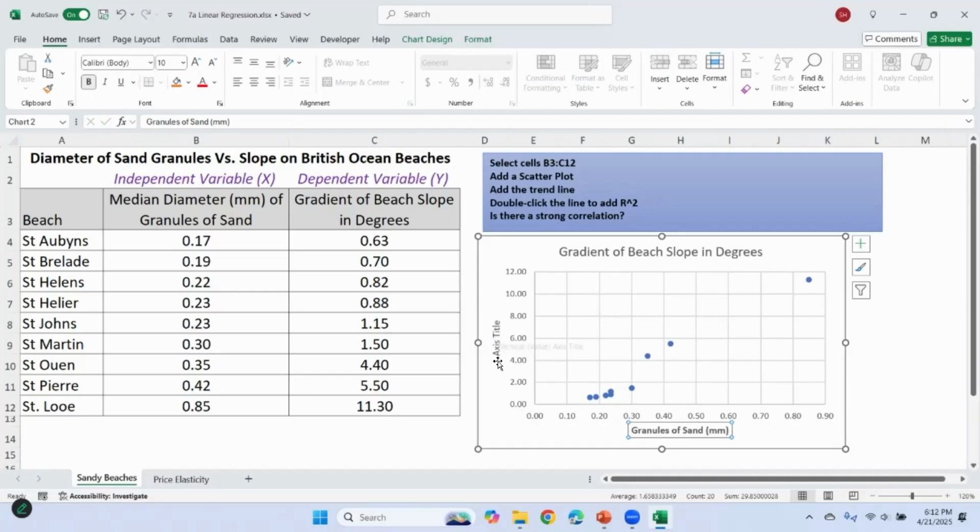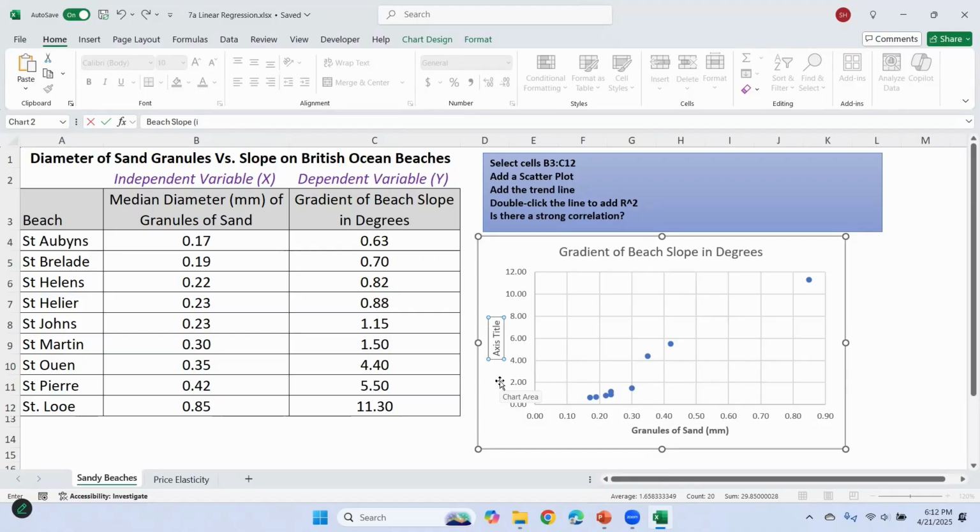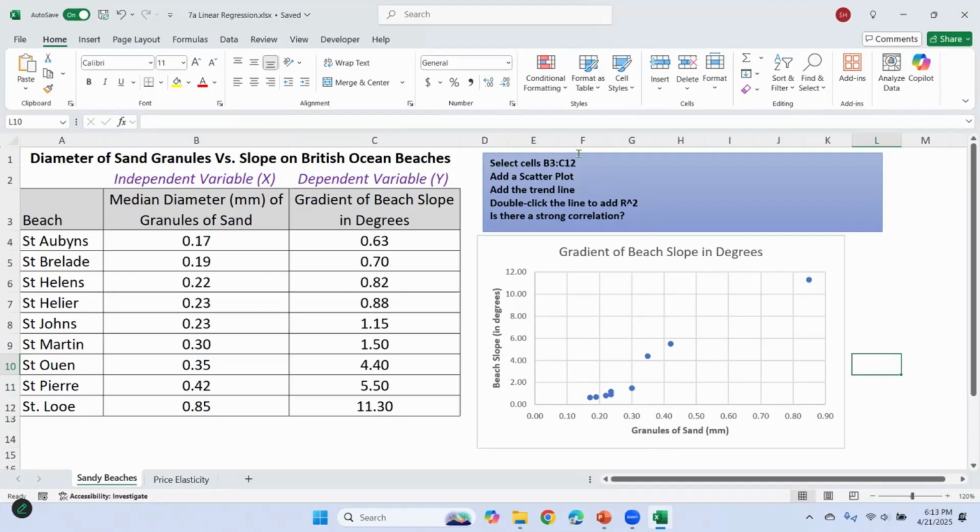And then what is in the y-axis? The y-axis is dependent. This depends on the size of the granules of the sand. Let's go here and type beach slope. In brackets, I will type degrees. And then maybe I can make this bold. All right. We selected the cells and we added the scatter plot.